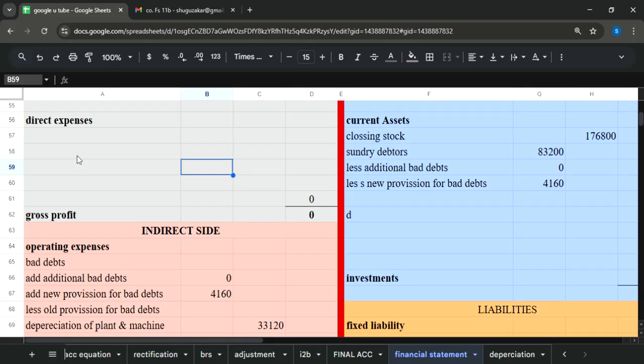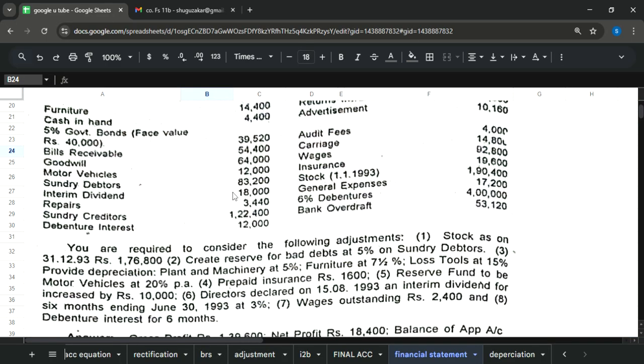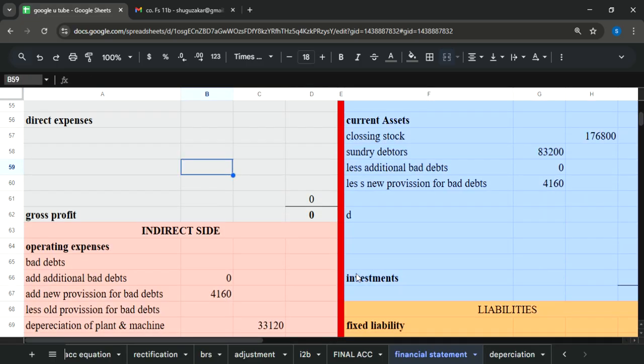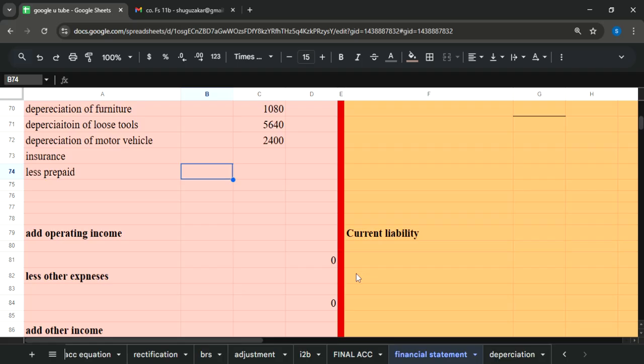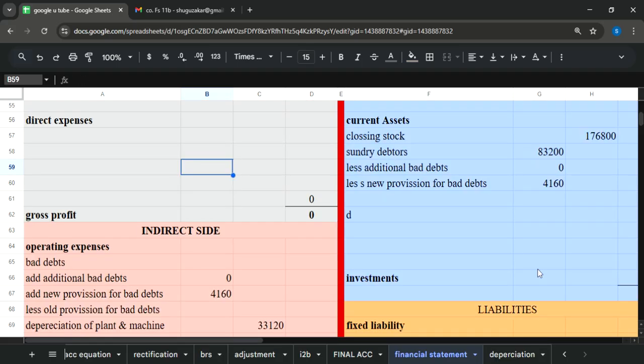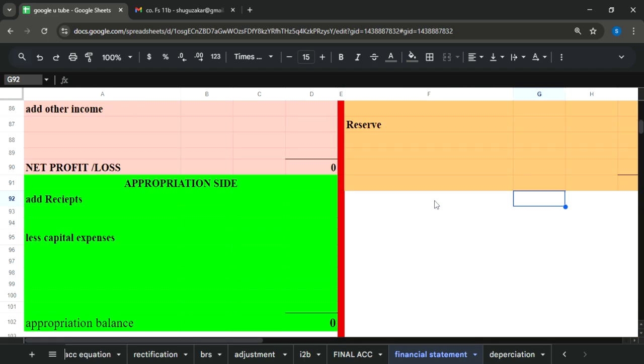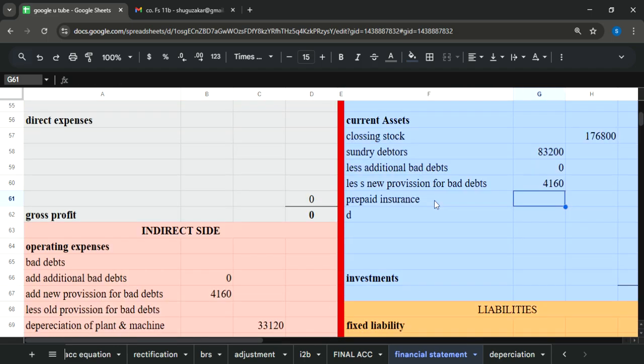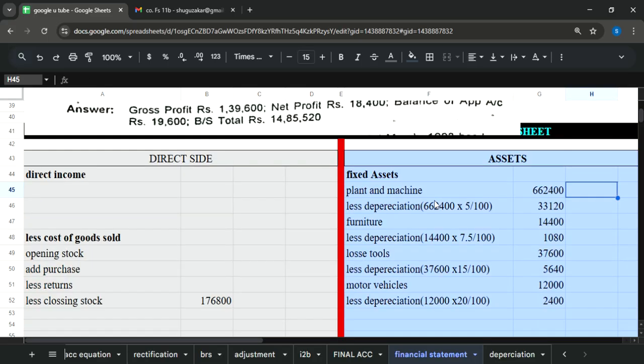Amount of prepaid mentioned is over here, 1600. Write it down in operating expenses, and then we will go to the current asset side, and here we will mention prepaid insurance, the amount of which is 1600. In the current asset side we have also recorded it.